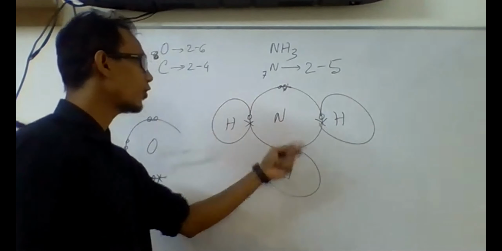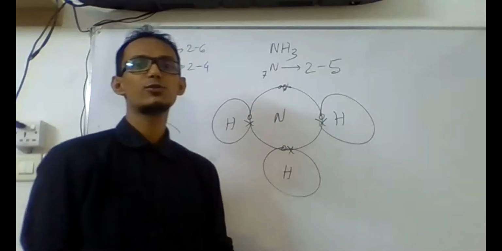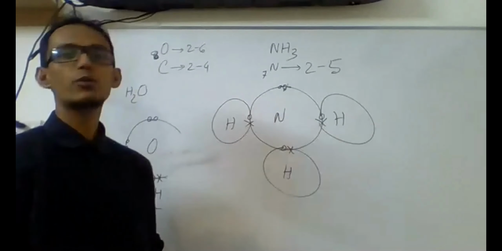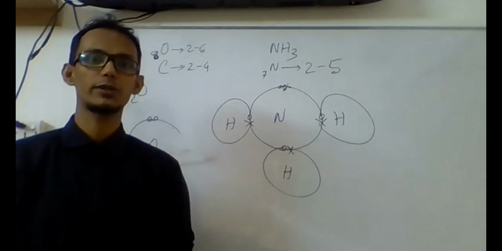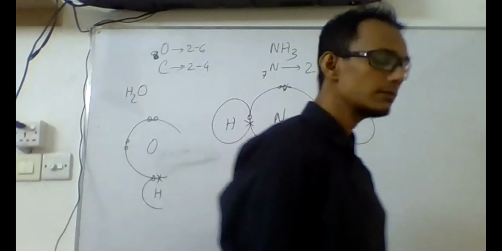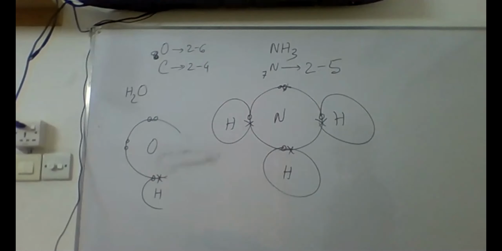And all of these hydrogen, they have 2 electrons in their outer shell. So ammonia is formed. What do we say? Ammonia gas. That's how molecules form with covalent bond. Kritika, is it clear? Yes, sir.